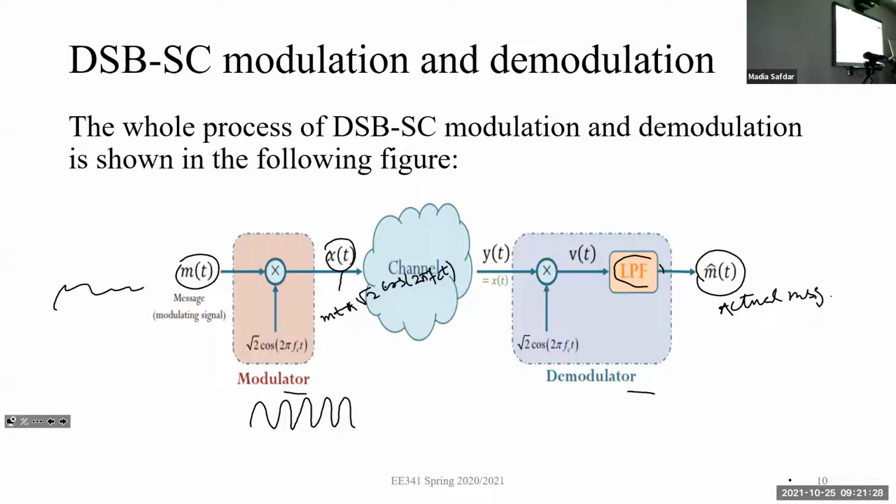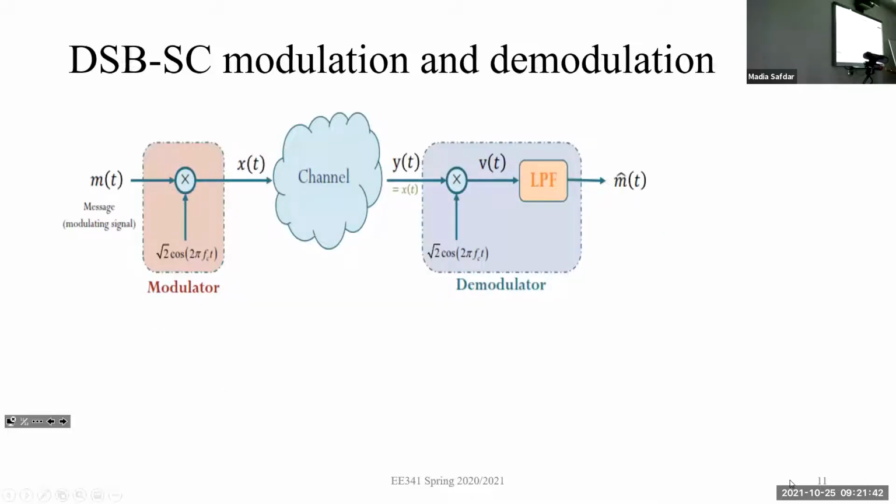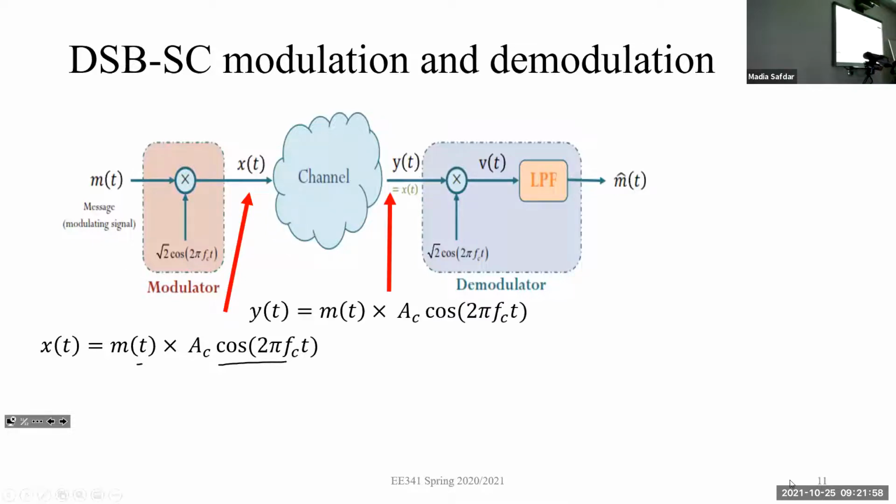Actual message signal. Okay. So what is y of t? Y of t is equal to this one: m of t multiplied by the carrier, square root of 2 cosine of 2 pi fc. Okay, so this is the same thing. Here m of t is multiplied by this carrier. This is x of t. Then y of t is equal to x of t. It means at the channel you get this modulated signal.